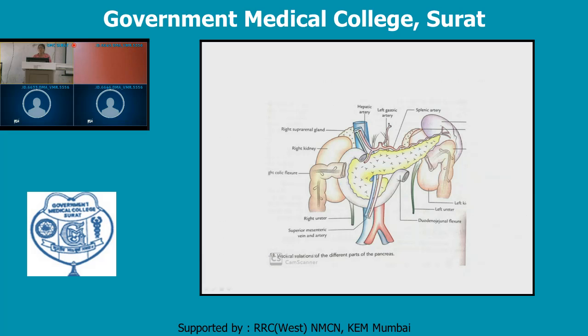I think you can identify all these structures. You can identify the three major branches of the celiac trunk: hepatic artery, left gastric artery, splenic artery. This is celiac trunk, artery of foregut, rises at the level of disc between T12 and L1 vertebra, anterior branch, ventral branch of the abdominal aorta.